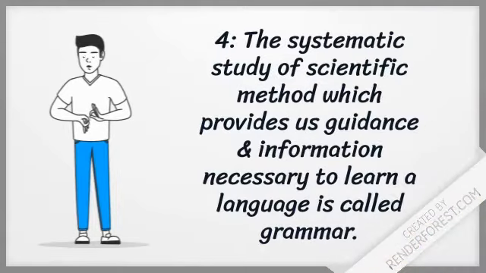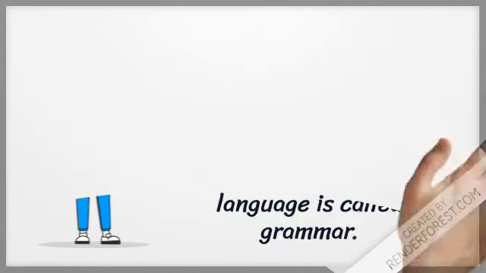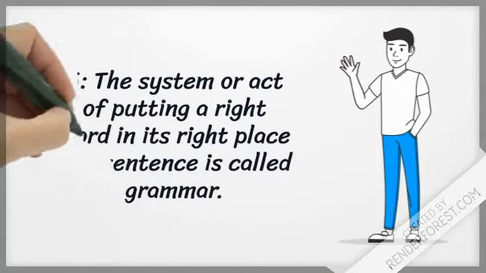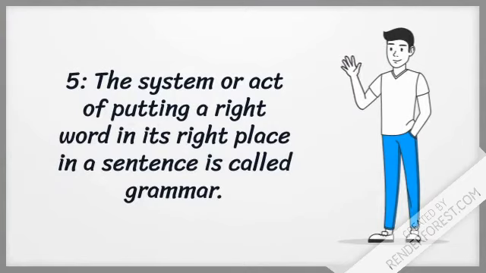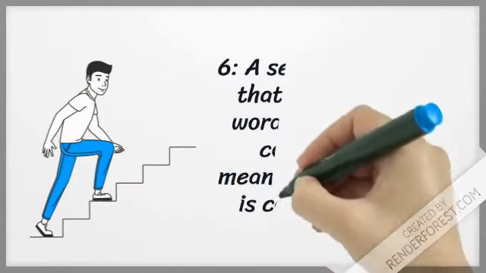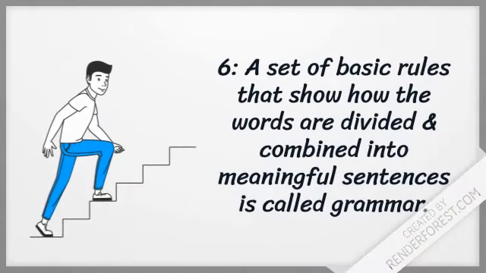4. The systematic study of scientific method which provides us guidance and information necessary to learn a language is called grammar. 5. The system or act of putting a right word in its right place in a sentence is called grammar. 6. A set of basic rules that show how the words are divided and combined into meaningful sentences is called grammar.